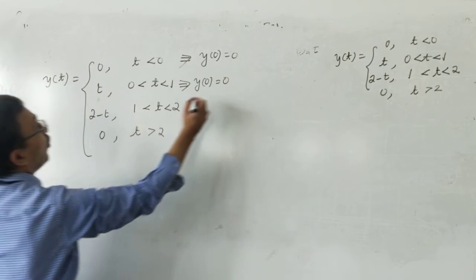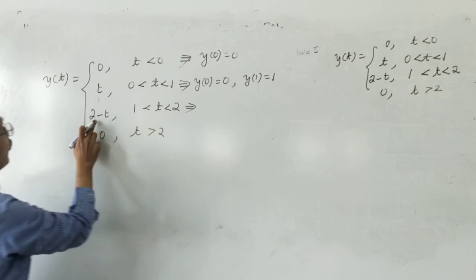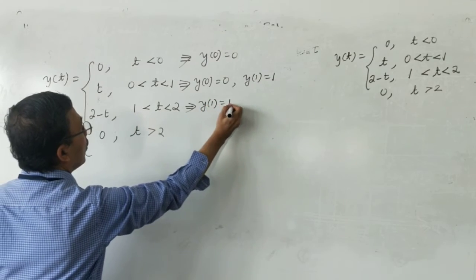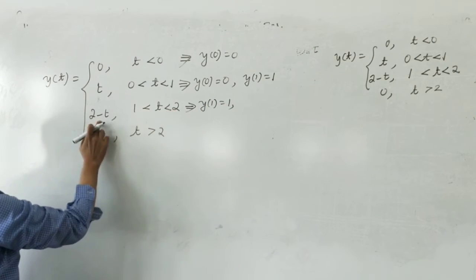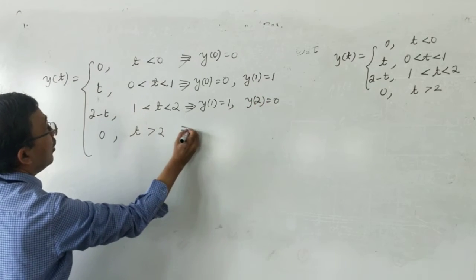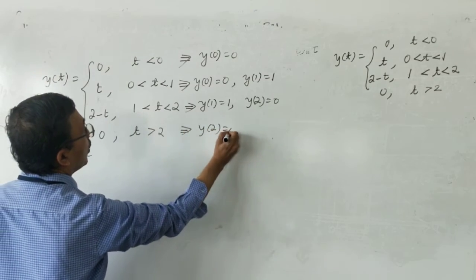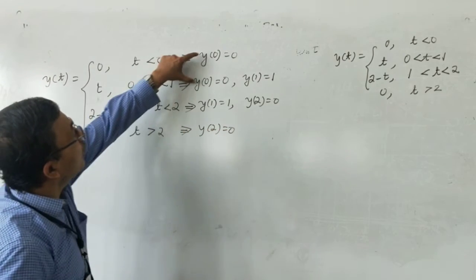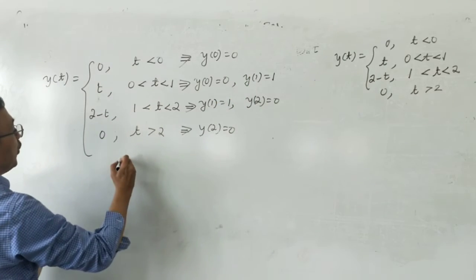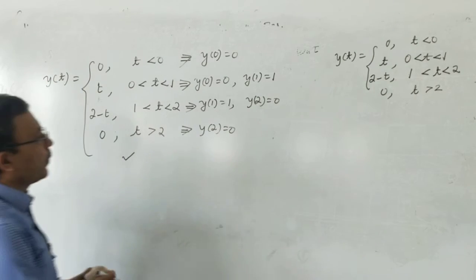If you put t equal to 1, what do you get? y of 1 equals 1. In this expression, put t equal to 1. So what do you get? y of 1 is equal to 1. In this expression, put t equal to 2. You get y of 2 equal to 0. In this expression, if you put t equal to 2, it is 0 only. So these two values are the same. Therefore, the answer is correct. Now I'll sketch y of t.